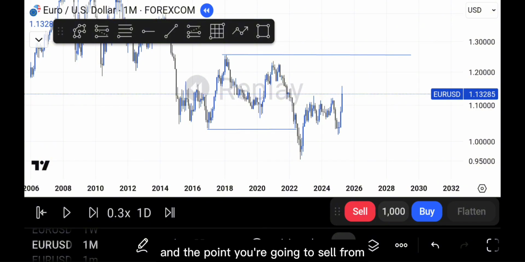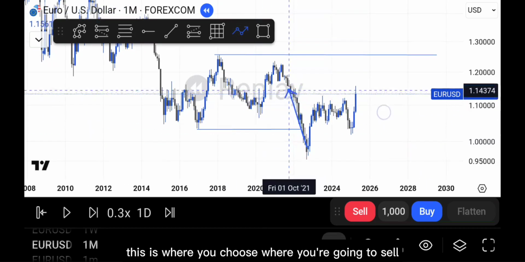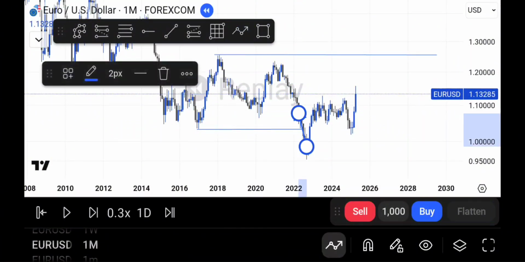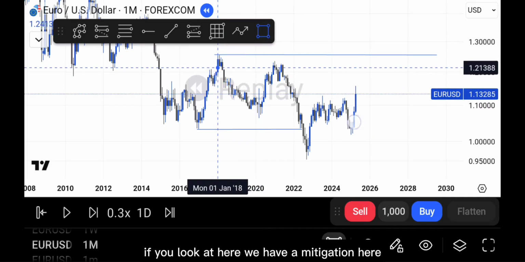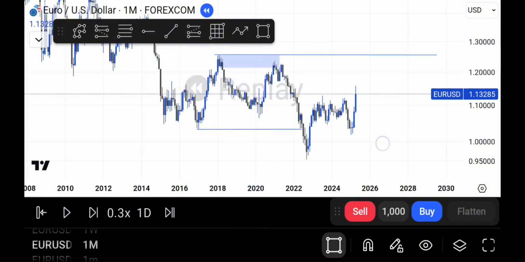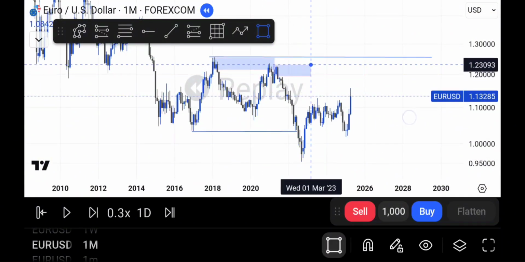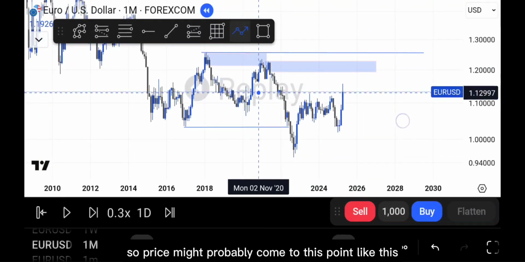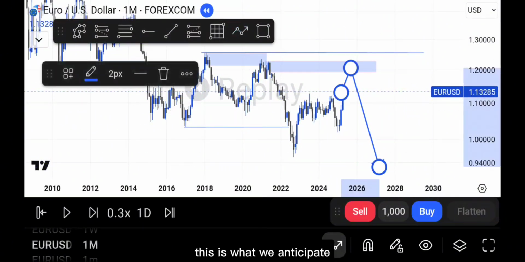The point you're going to sell from is what we refer to as POI, or some people call it order block. Now, looking at this leg, this is where you choose where you're going to sell from. Now, you look for another block that has not been mitigated. If you look here, we have a mitigation. Then from that mitigation, we have an unmitigated order block, which is here. So price might probably come to this point, then drop. This is what we anticipate.